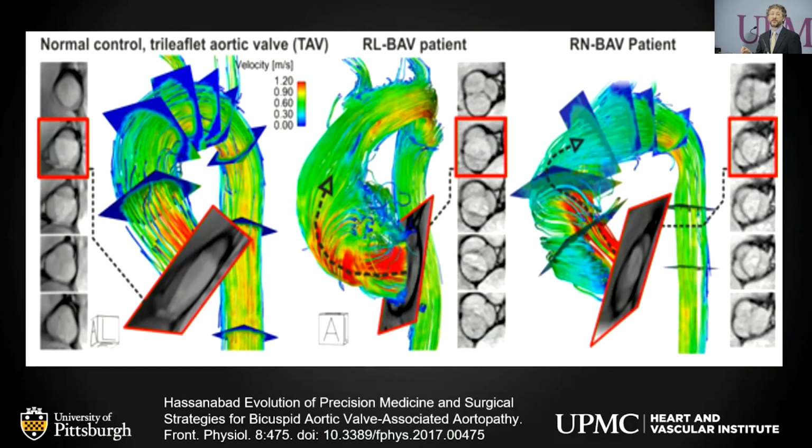In a different patient where the right and non-coronary cusp has raphe, that blood flow is directed in a completely different place. So I think functional MRI and just thinking about this concept when we're evaluating the patterns, even on echo, will really help determine what you think the risk of the aortopathy is.